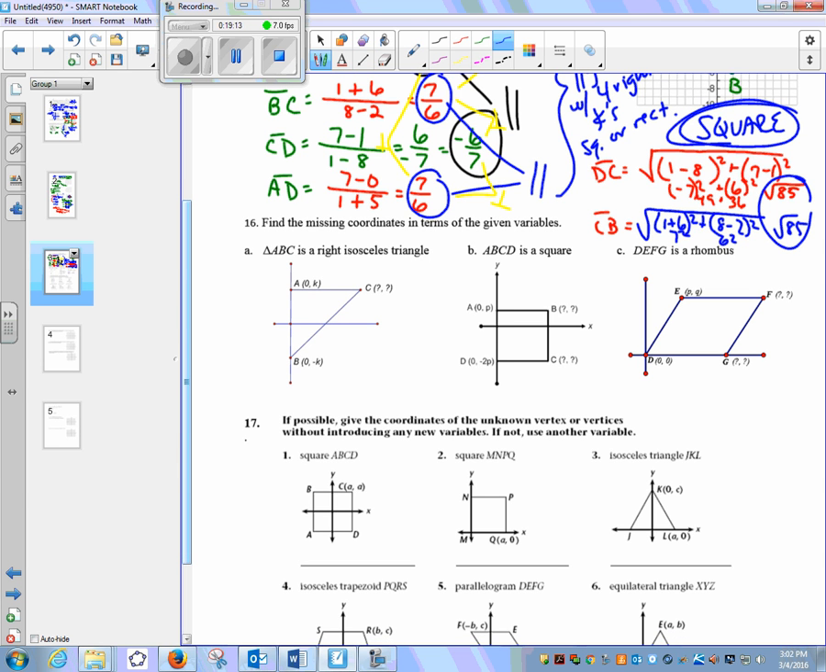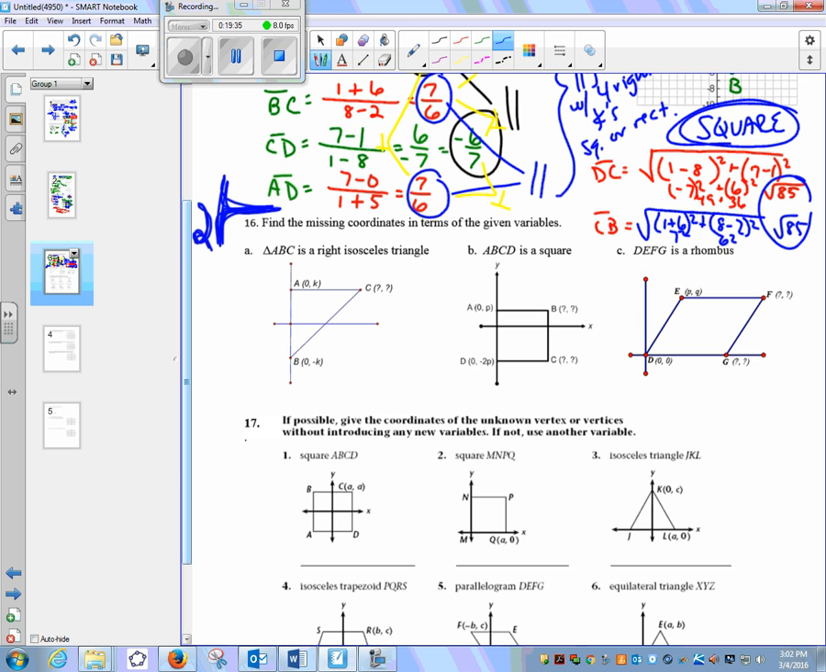Okay, now we're getting into the last section here, 68, 69. This is where like part 2 of the test is going to start testing. Find the missing coordinates in terms of the given variable. Let me make a big 2 here because this is where part 2 starts.